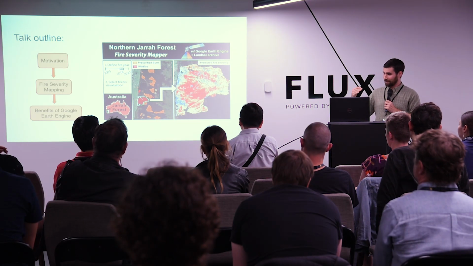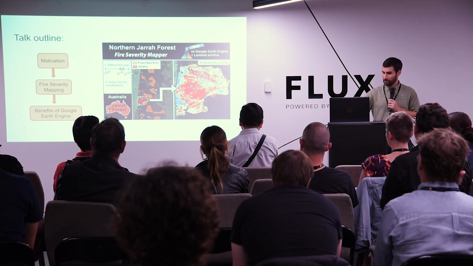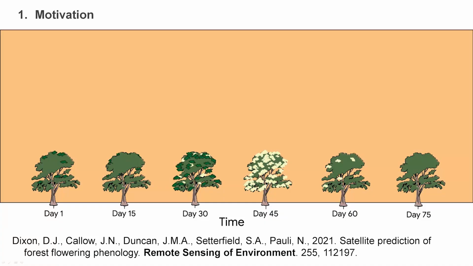So I've taken those data and then created a fire severity map with Landsat for each of those fires. So quickly, taking a few steps back, why am I the one doing this? Last year I did a presentation on mapping flowering trees with CubeSat imagery.